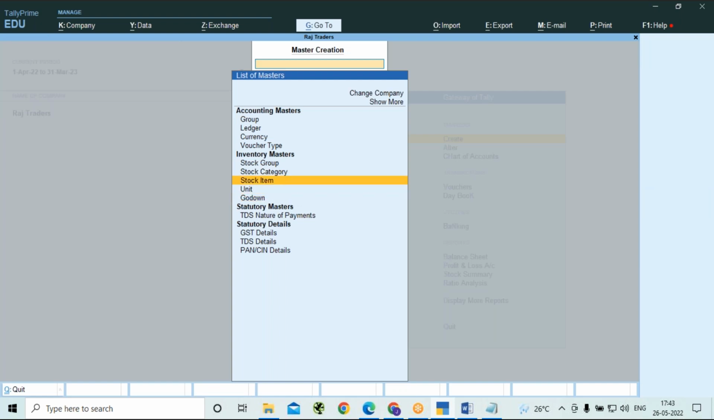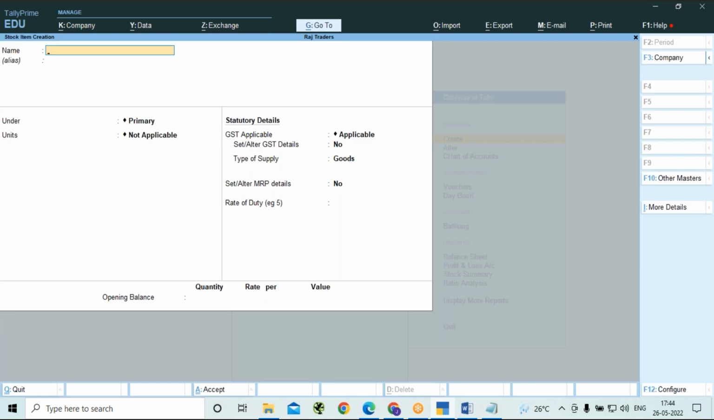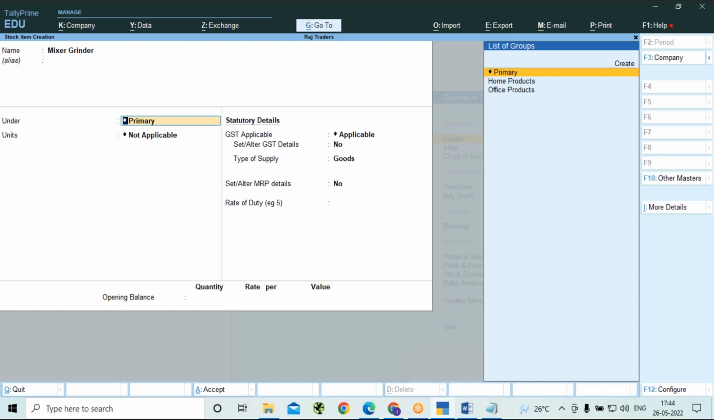Finally, we will come to the stock items. Let me create all the stock items. The first item is mixer grinder. This is the stock item name. Next, here you can see under option on the right hand side it is listing out. What is the classification it is listing out? Home or office? You should select home. What is the heading of it on the top in blue color? Primary, sir. Okay, list of groups.